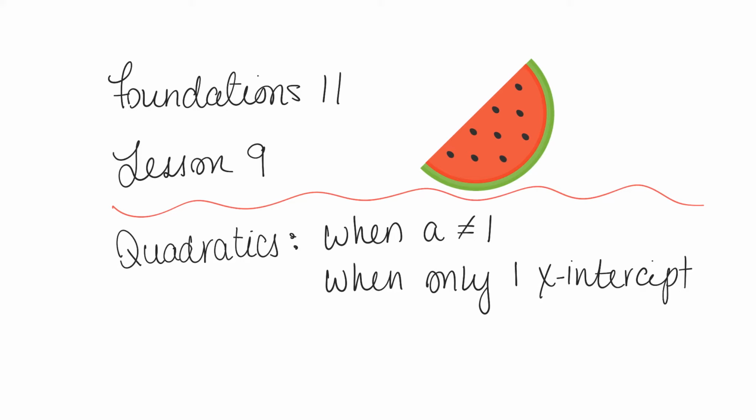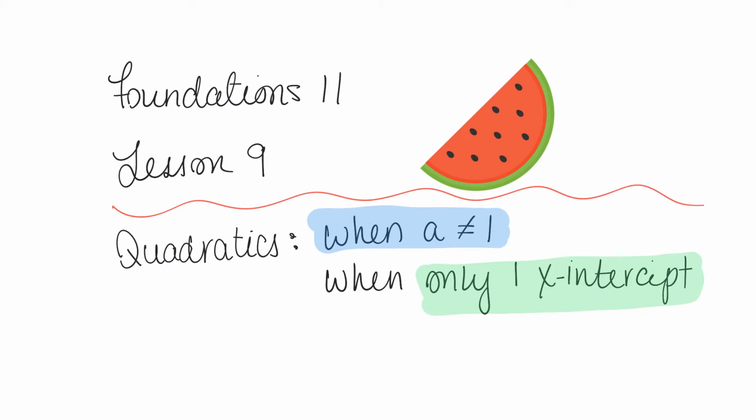Okay, we are going to look today at two specific situations that can happen when we've got quadratics. The first thing we're going to look at is what happens when a is not 1. That means in front of the x squared we've got like a 2 or a negative. And then we're going to look at what happens when we only have one x-intercept. These are both two specific situations. They're a little bit different, but they're not bad. So let's take a look.